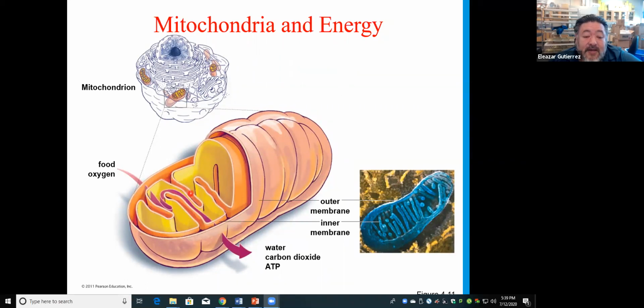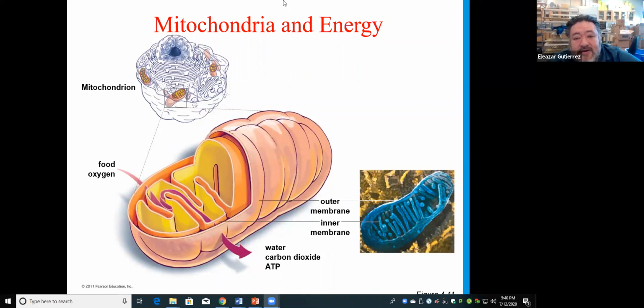Okay, and then we have these little convolutions here. What do you think they're called? Cisterns? No, they're called cristae. Isn't that hilarious? All this time to learn that anytime they have a little space, it should be called a cistern. Yeah, in here they're called cristae. So these little convolutions are called cristae, and the purpose of the convolutions is to maximize surface area inside the mitochondria.